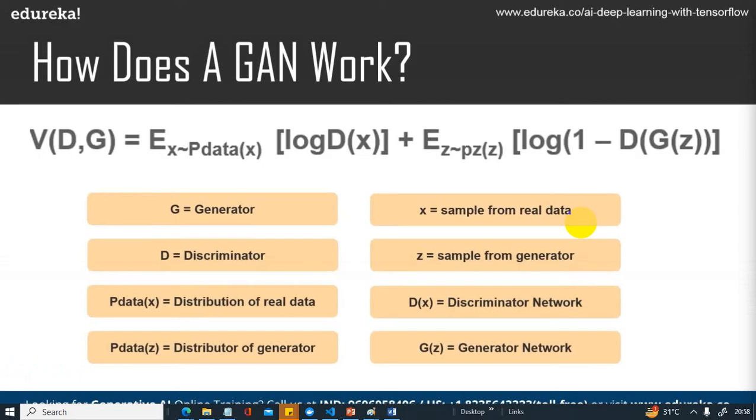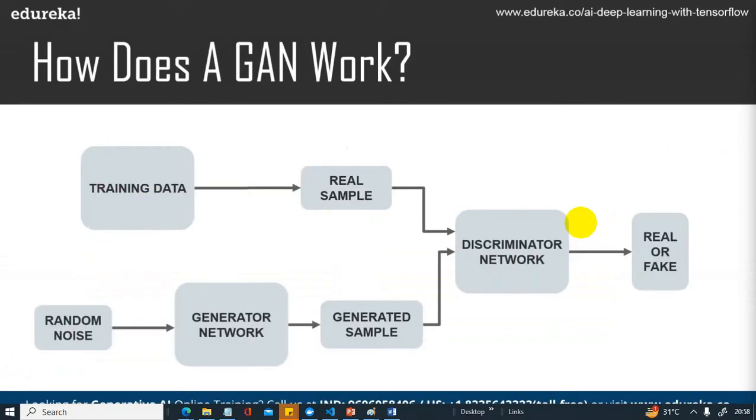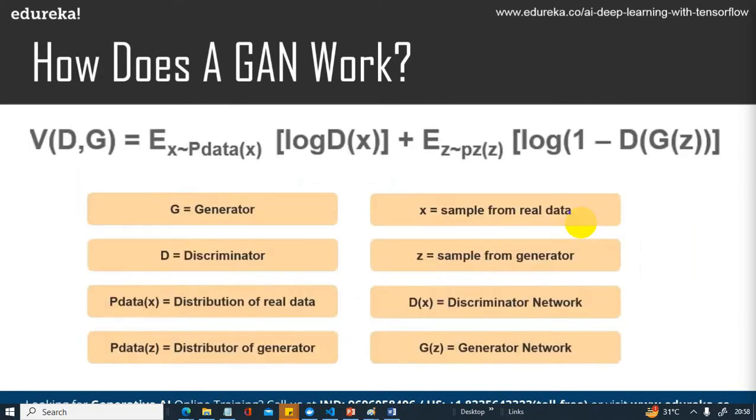So let's take a look at the flowchart once again, guys. We have the training data, which is going to give the real sample, and the generator network is going to generate the sample from the random noise. Then it will go to the discriminator network, where it's going to check if the sample that is coming is real or fake. So that is how a GAN actually works.